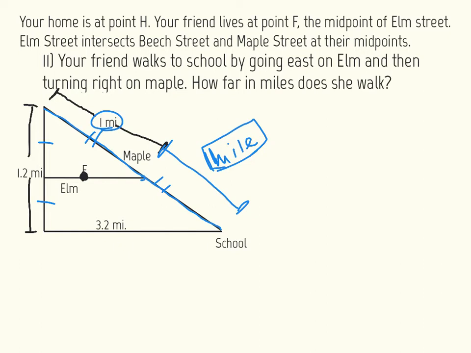Now, she's going to go towards Maple Street. We need to figure out how far this is to get to Maple Street. So that's half the distance, because F is the midpoint of Elm Street, so I know that that is the same as that, by definition of midpoint. So I need to find the length of the mid-segment. So the mid-segment, I'm going to just say Elm Street, is going to equal 1/2 of the 3.2. And that's to find the total length of Elm Street. So the length of Elm Street is 1.6 miles.